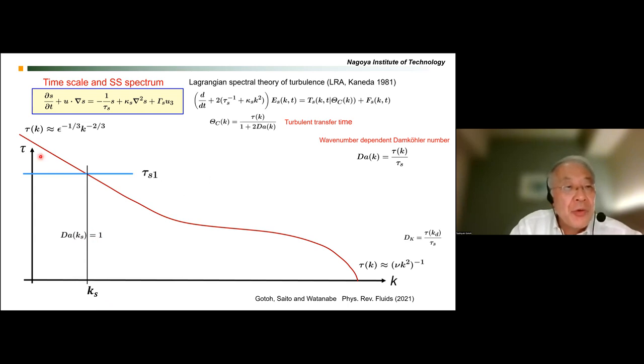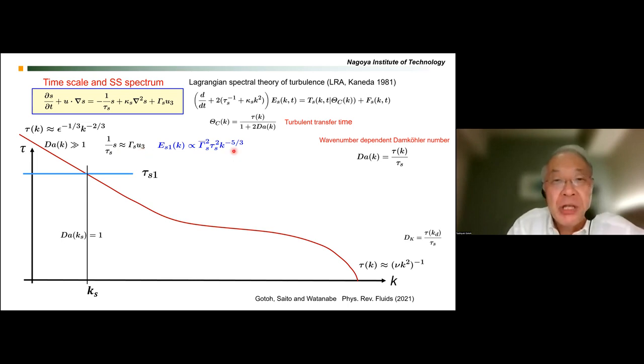Therefore, for the low wave number range here, the Damkohler number is much greater than 1, meaning that tau s is much shorter than the characteristic time of turbulence, which means that in this dynamics, this term balances this term. Therefore, we have this balance, from which the supersaturation spectra obeys k to the minus 5 thirds. But this means that the supersaturation is directly excited by the turbulence field. It's just a copy of the turbulence field.